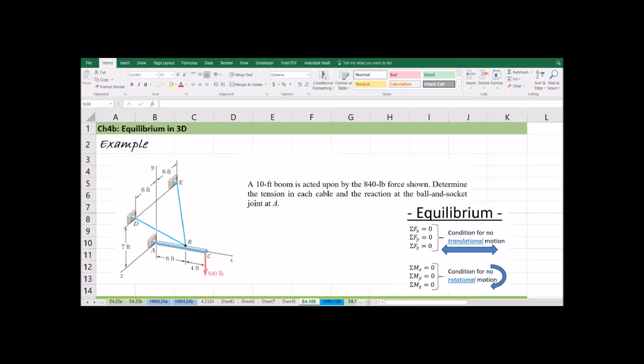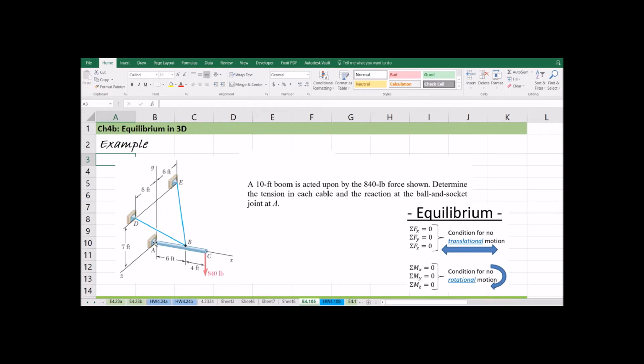Here's an equilibrium example for a 3-dimensional problem. What we have is a 10-foot long pole sticking out of the wall, and over at the end of this thing we have an 840-pound force hanging off the end of it. Determine the tension in each cable and the reaction at the ball and socket joint at A.